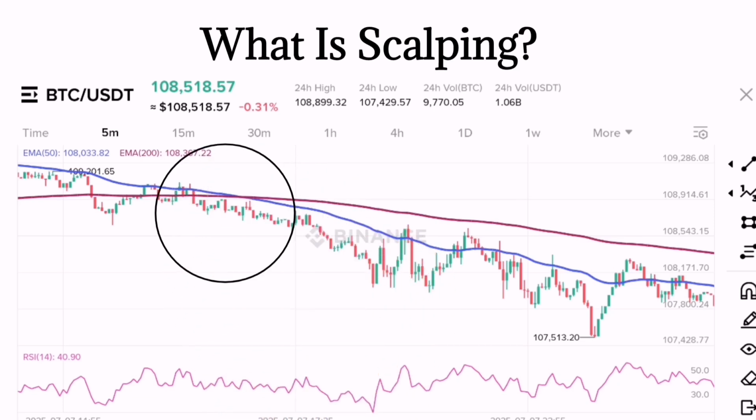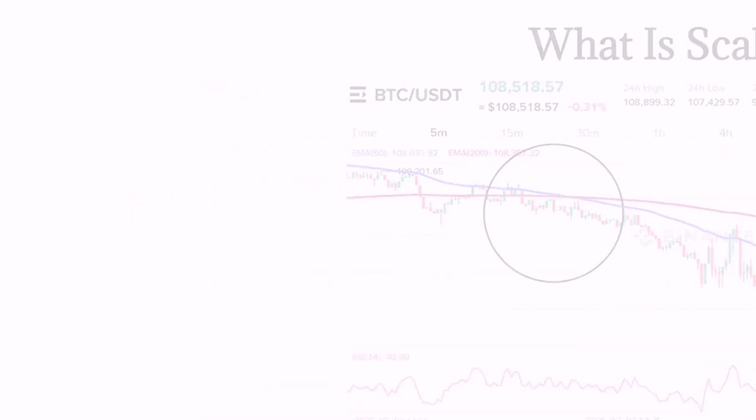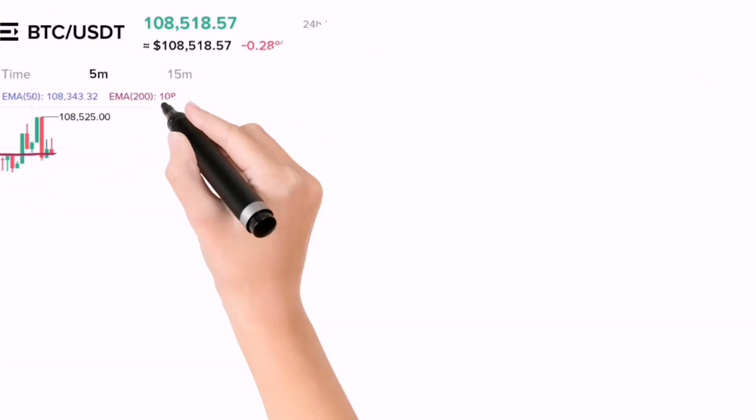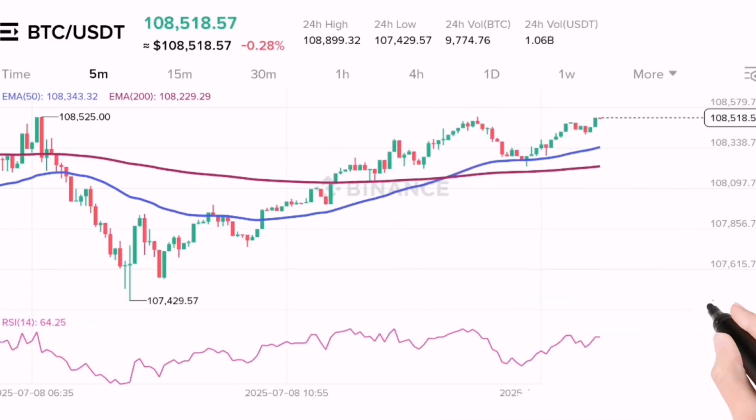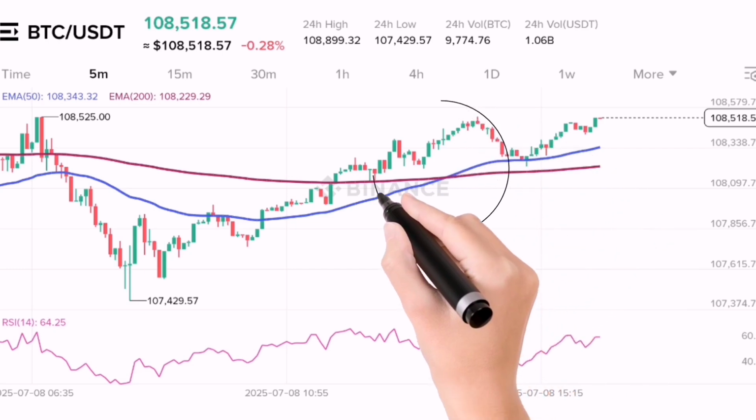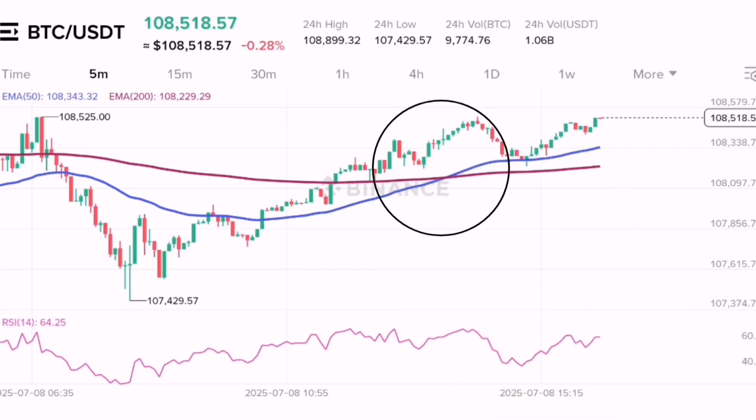Key characteristics: time frame, 1 minute to 5 minute chart. Trade duration, usually 1 to 15 minutes. Target, small pip gains, 5 to 20 pips. Volume, multiple trades per day. Focus: speed, precision, repetition.